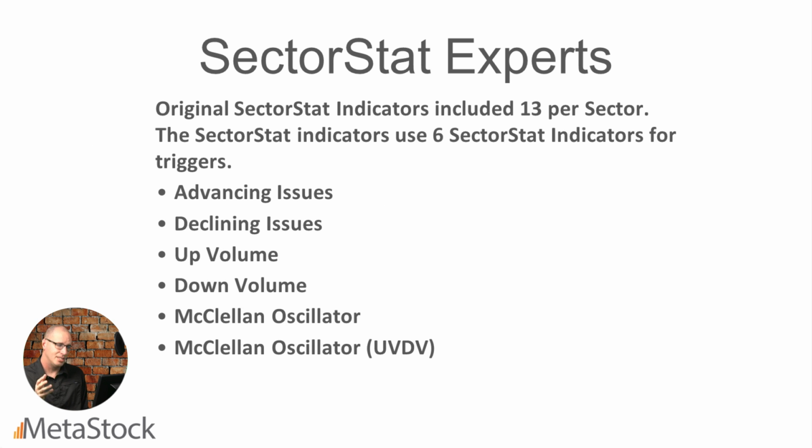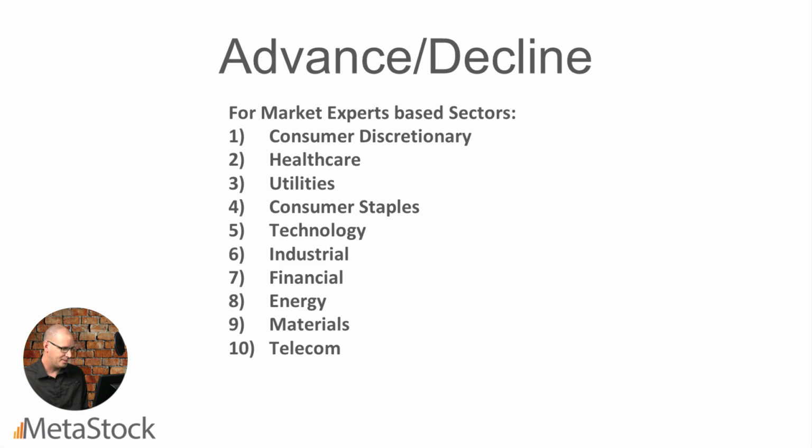So what happens is, with SectorStat Experts, we're actually using advancing and declining issues to help us understand the underlying market. So for example, we're going to talk about the Dow for just a moment. If I'm talking about the Dow and I'm looking for advancing and declining issues, I'm trying to understand what the underlying sectors are doing. So for example, if I'm looking at consumer discretionary, healthcare, utilities, here's a list of all the different sectors that are included. If I have more sectors going up than going down, I have more advancing issues.